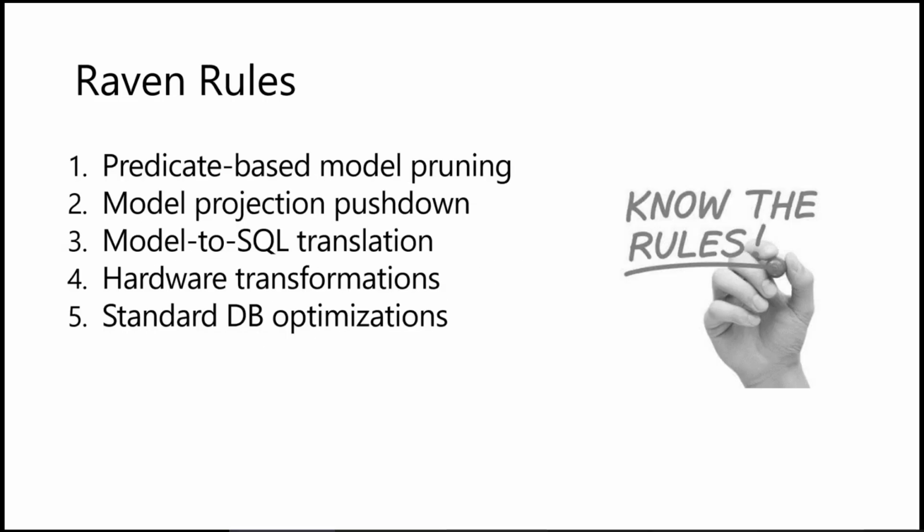And so in Raven, we end up formulating these 5 rules. Really, the first 4 are the ones that are important. Rule number 5 isn't so much of a rule, as opposed to it's just kind of taking in what we're already given. But the first 4 are key to the key contributions of Raven. So we have these rules: predicate-based model pruning, model projection pushdown, model to SQL translation, and hardware transformations. I'll now go into explaining a little bit more about how these rules work.